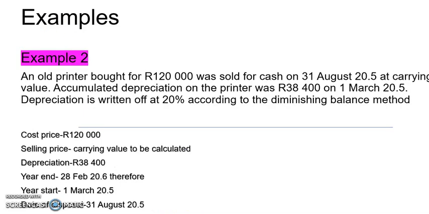Example number 2, which is on the diminishing balance method, it reads, an old printer bought for 120,000 Rand was sold for cash on 31 August 20.5 at carrying value. Accumulated depreciation on the printer was 38,400 Rand on 1 March 20.5. Depreciation is written off at 20% according to the diminishing balance method.